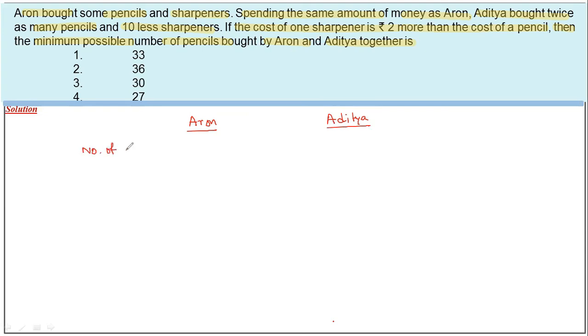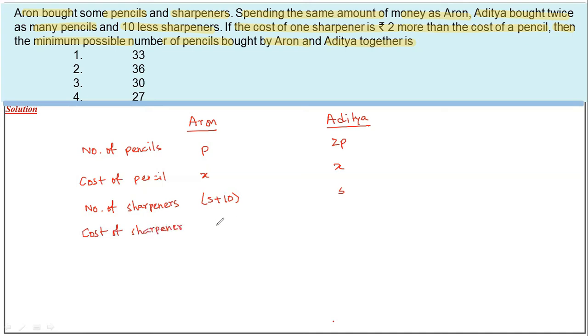Okay, so in case of number of pencils, let Aaron buys P pencils, so Aditya buys 2P, and if cost of pencil is X in both the cases, now in case of number of sharpeners, if Aaron buys S plus 10, then Aditya buys S, and cost of a sharpener is X plus 2.